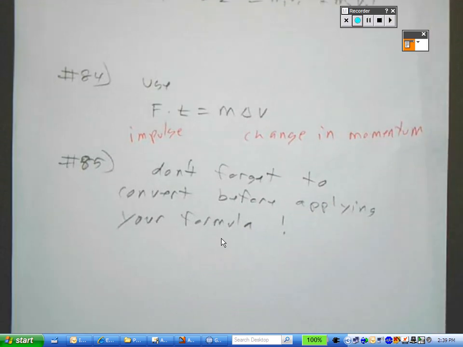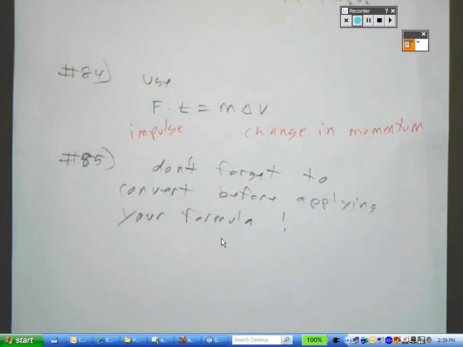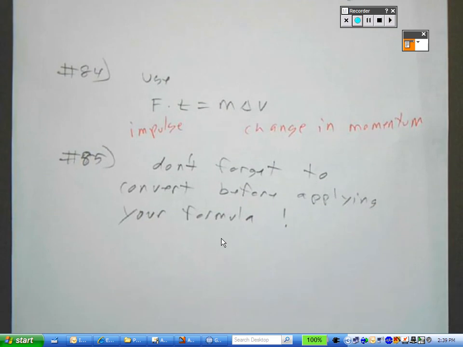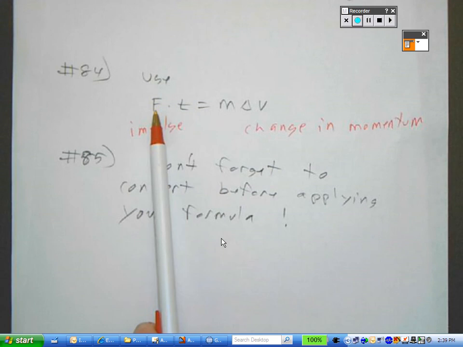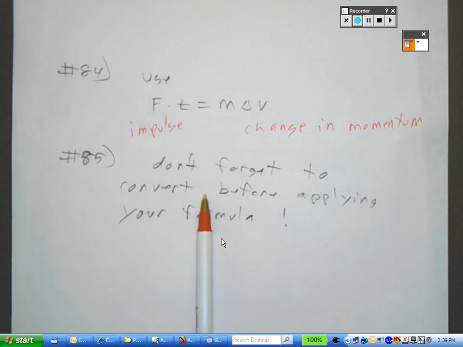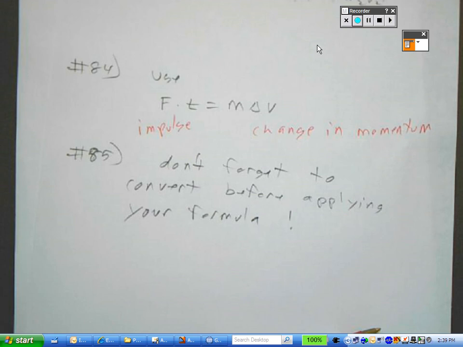And the last thing I want to look at is number 85. 85 is the dragster that has a change in momentum. Remember, all of these are assuming newtons, which means kilogram, meters, and seconds. So number 85 is pretty easy to do if you remember to change so that everything's in kilograms, meters, and seconds. I think that'll help you a whole lot. Thanks.